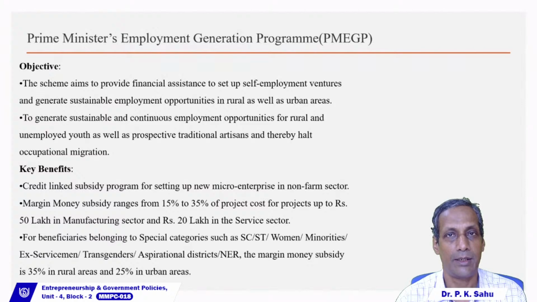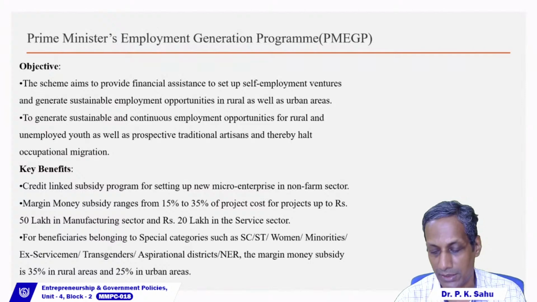One particular key benefit is that it provides credit-linked subsidies. It's a credit-linked subsidy program for setting up a micro enterprise in the non-farm sector. The margin money subsidy ranges from 15% to 35% of the project cost for projects up to rupees 50 lakh in the manufacturing sector and rupees 20 lakh in the service sector. For beneficiaries belonging to special categories such as SC and ST, women, minorities, ex-servicemen, transgenders, aspirational districts, and NERs, the margin money subsidy is 35% in rural areas and 25% in urban areas.